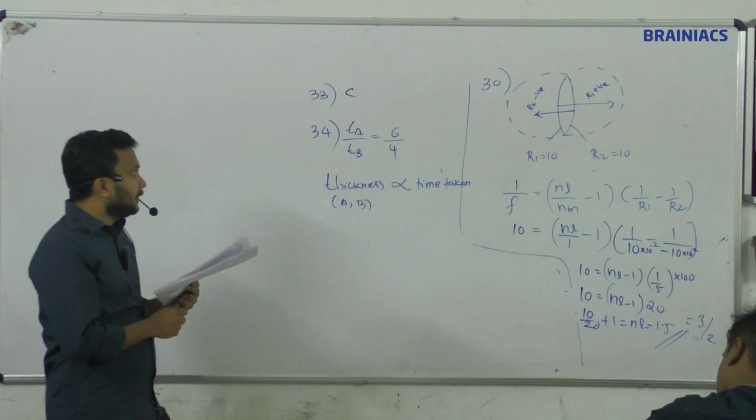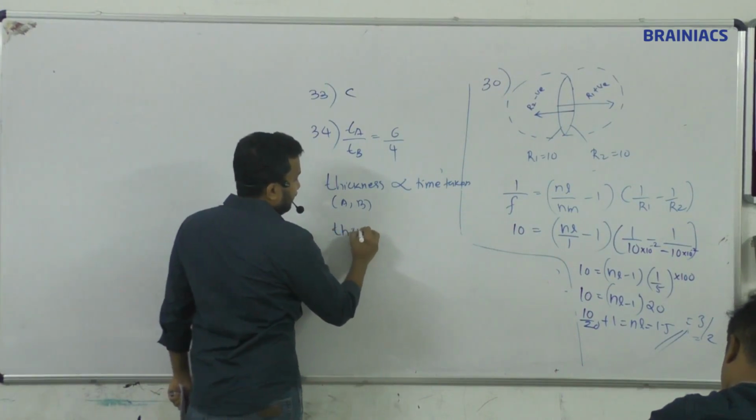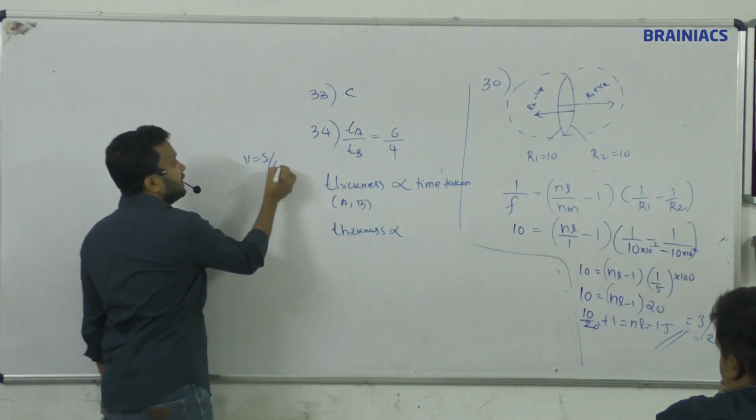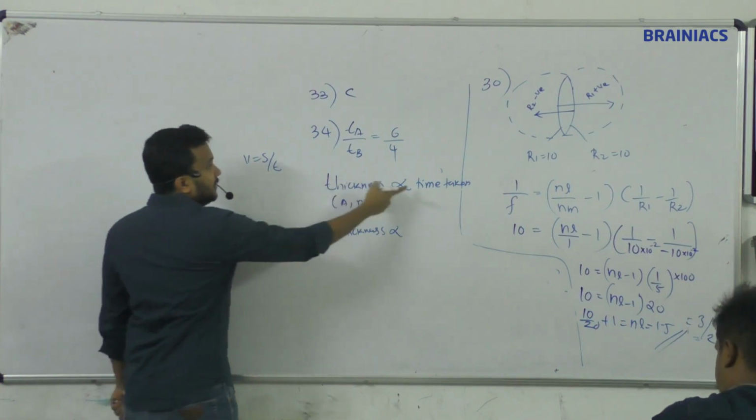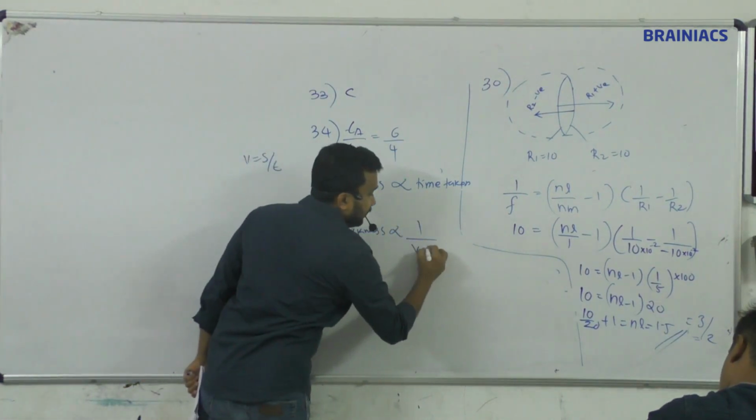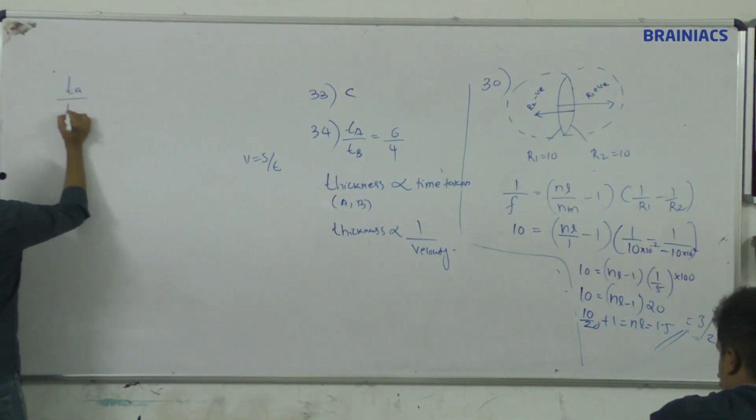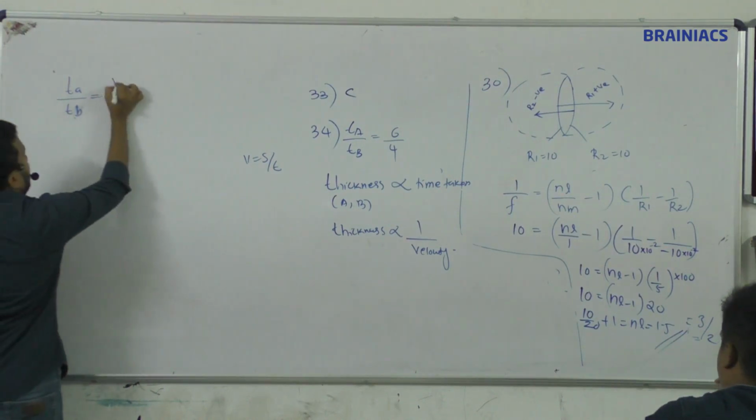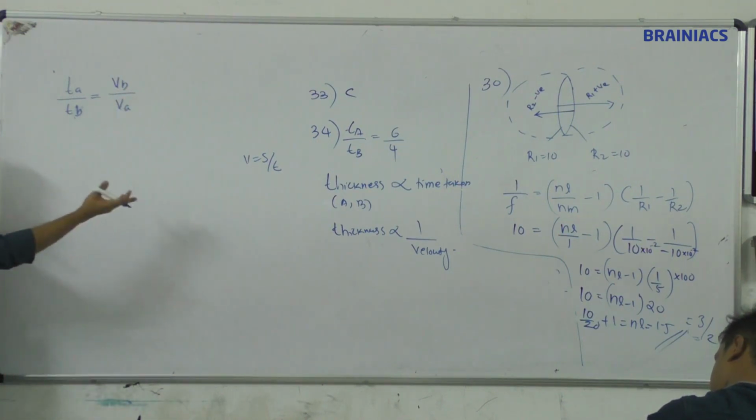So I can say thickness is directly proportional to time taken. Normally we say velocity is equal to distance by time, but time and velocity are inversely proportional. If time is directly proportional to thickness, then thickness is inversely proportional to velocity, 1 by velocity. So I can write t_A divided by t_B is equal to velocity of B divided by velocity of A. Inverse relation, opposite.